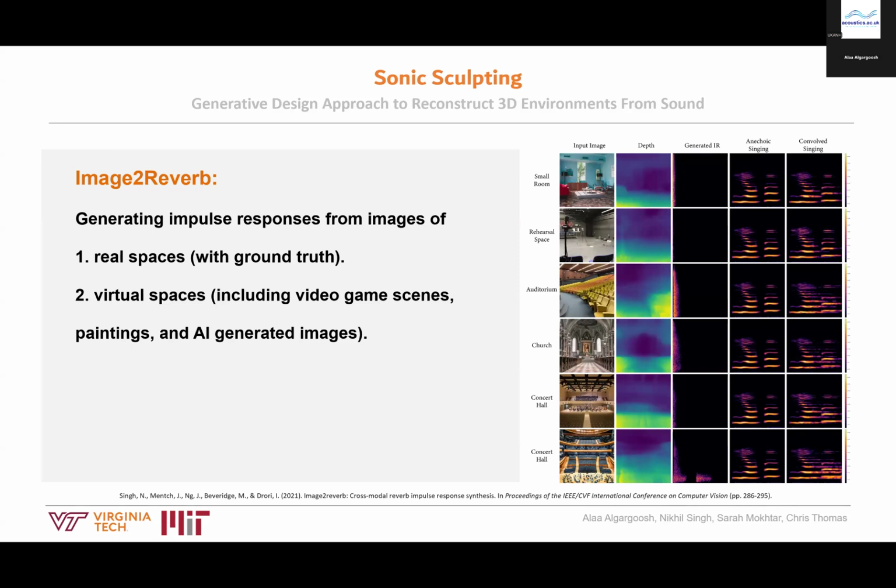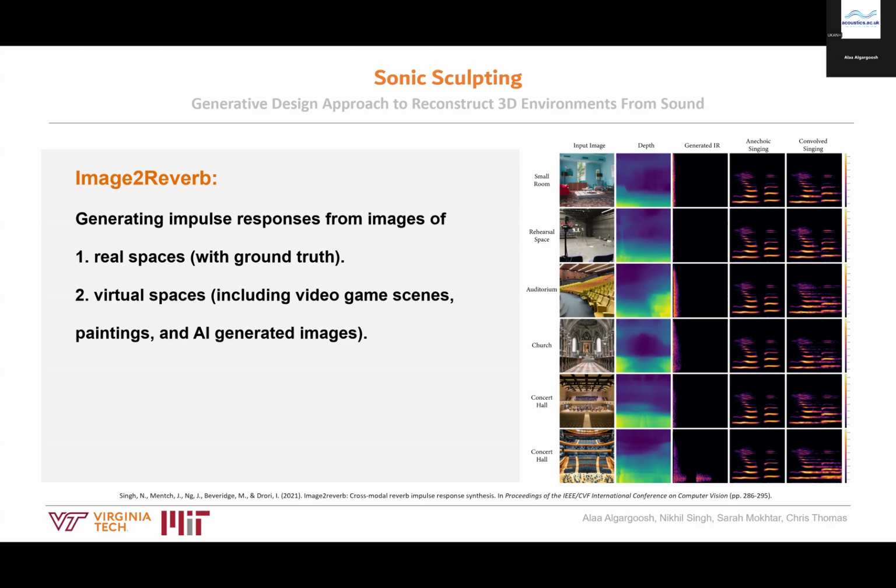The first project is the Image to Reverb, which was by one of the collaborators of the Sonic Sculpting project. In this project, the researchers generated impulse responses from images. In this case, it was just 2D images. So they trained the model by using a database of images of spaces alongside their impulse responses. And then the model was able to predict the impulse response when given a new image of a new space.